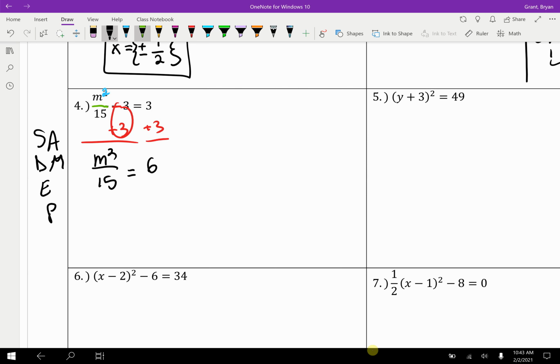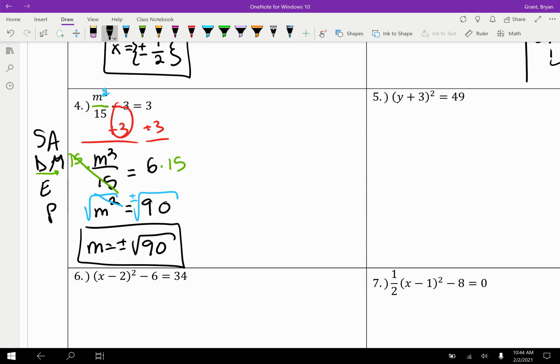Then we undo our division. This one's unusual, but we see it sometimes. We undo our division with multiplication. So multiplying by 15 will undo that dividing by 15. M squared equals 6 times 15 is 90. 5 times 6 is 30, so I'm carrying a 3. 6 times 1 is 6, plus 3 more is 9. And we finish off by undoing our square by introducing a square root. And so we find that m equals plus minus the square root of 90.